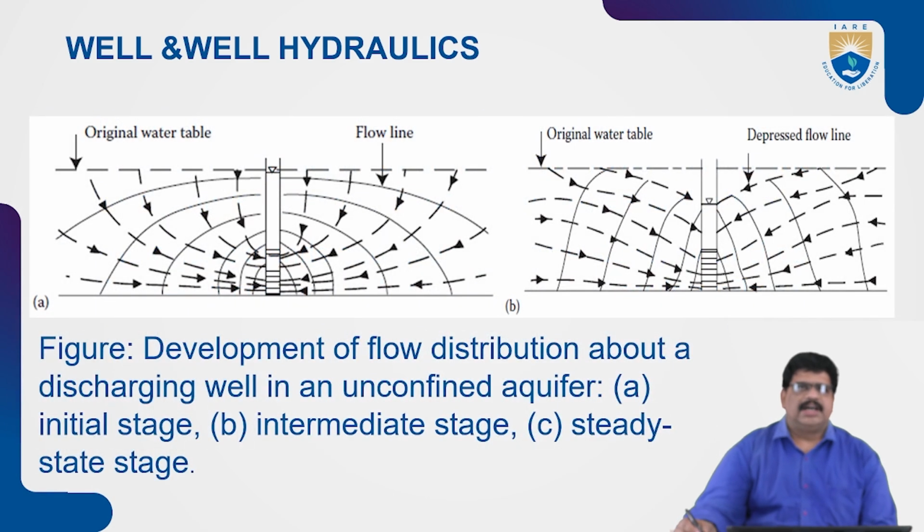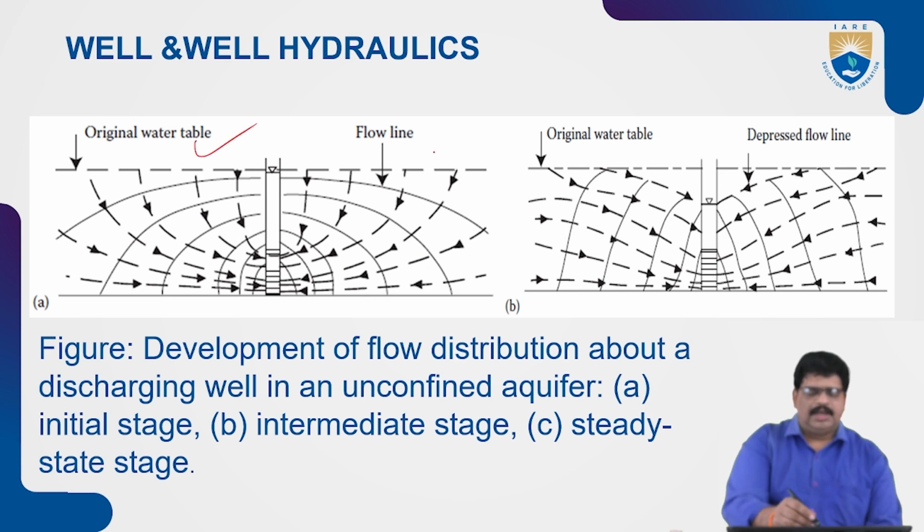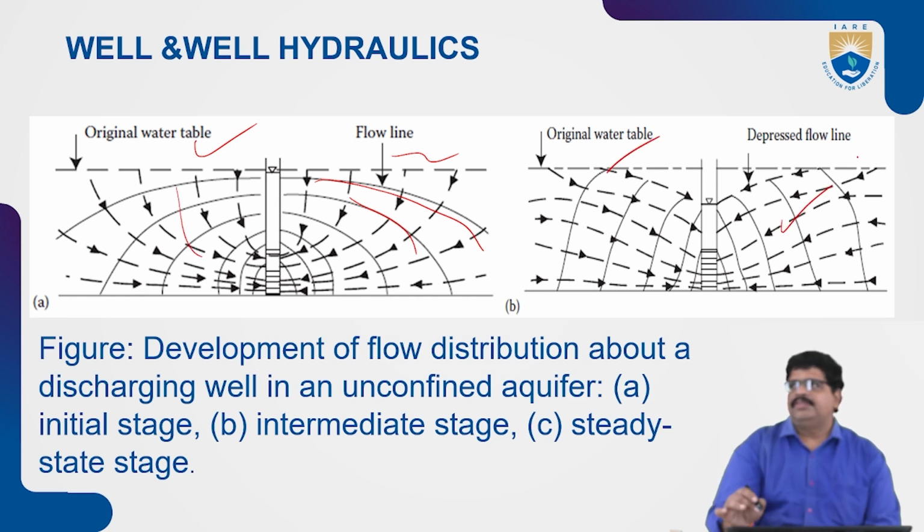You can understand easily the original water table and the flow lines will be like that. Here we have the original water table, and also the depression of the water table is there. Let us see that one, the water table which comes here, and also the development of the flow of the discharge well in an unconfined aquifer: A is the initial storage, B is the intermediate storage, and then the steady state flow. So like the initial storage, intermediate storage, and steady state of the flow.